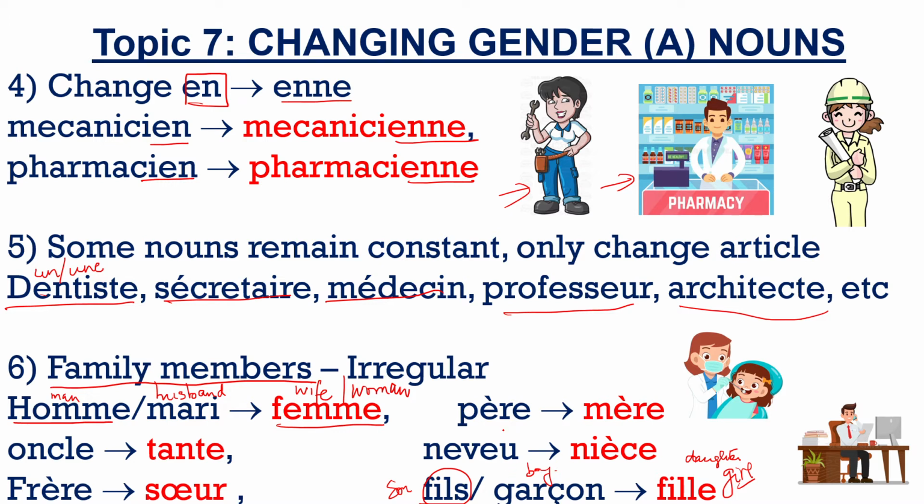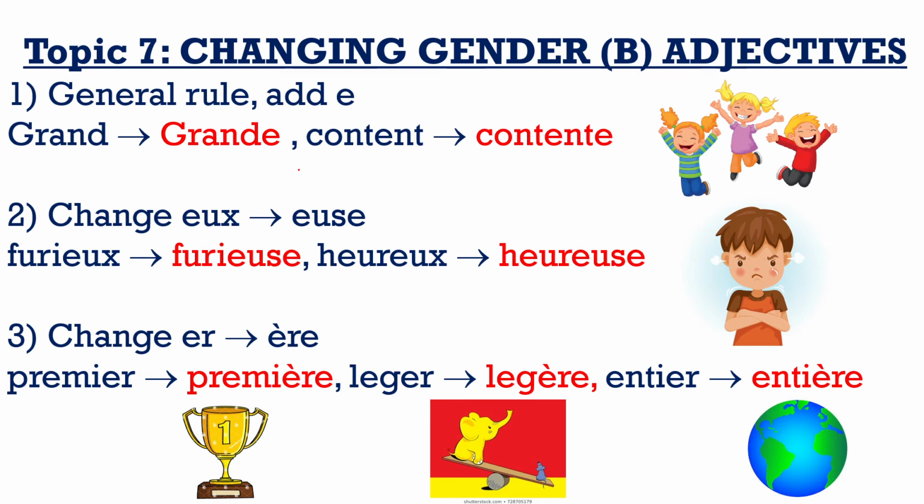Now, when it comes to adjectives, the general rule is again you add e for most. So, grand, for example, becomes grande, extra e, large. Content becomes contente, extra e, happy. If the adjective ends with eux, you have actually done this last year, so this is just a revision. Adjective ends with eux, the feminine will end euse. So furieux becomes furieuse, angry.